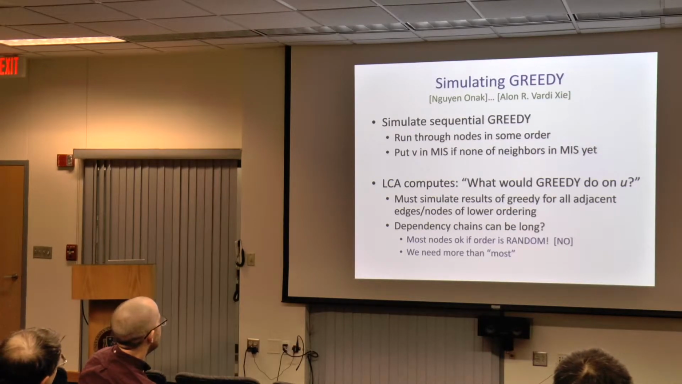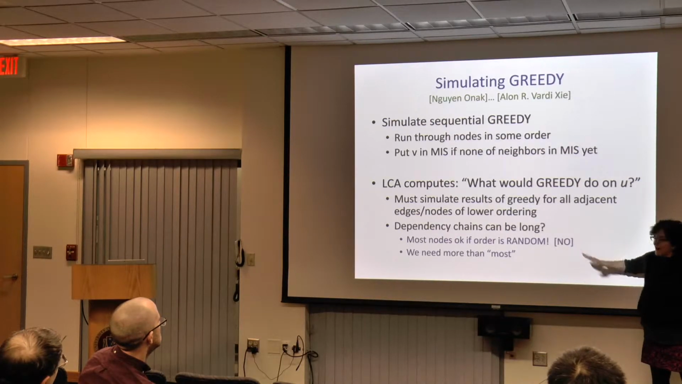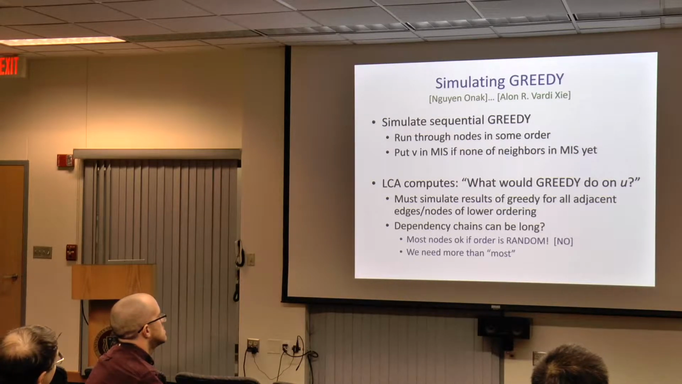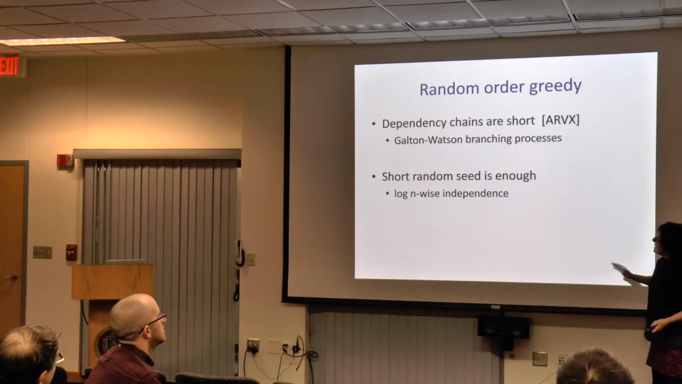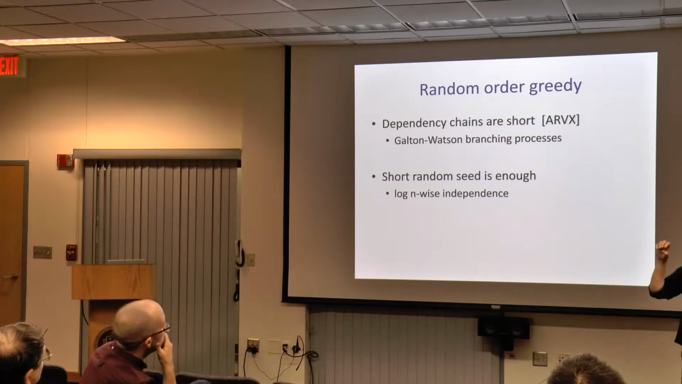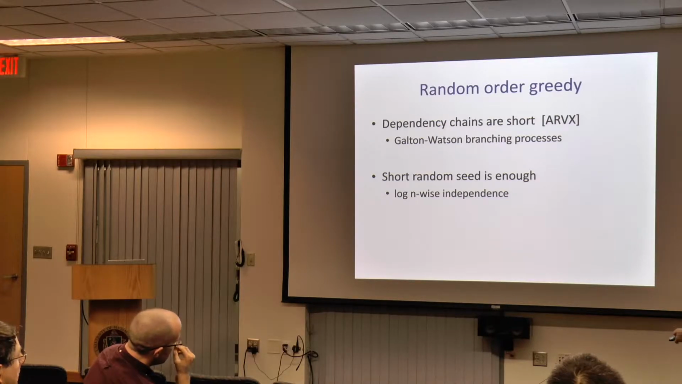Now the only thing is we need a little more than most. They have a nice elementary argument, which I like to teach because it's easy. We needed a bit more than most, so there was some argument based on something called Galton-Watson branching processes. Never mind if you don't know what that is, because it's not that important for us right now. But you can actually show this is true over all the dependency chains, not just for most nodes, but for all nodes: the dependency chains are short.